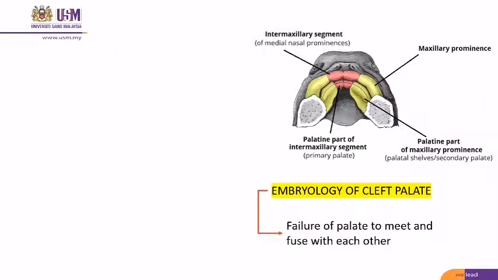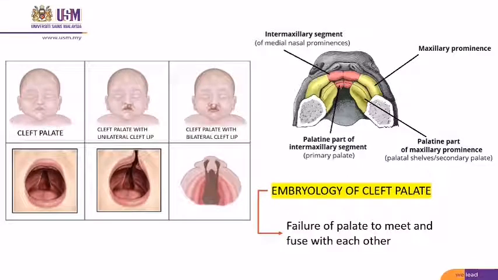Now, what is the cause of cleft palate? The embryology of cleft palate is the failure of the palatal shelves to meet and fuse with each other. I can give you an example from the picture on the left of the slide. The first picture shows a baby with a cleft palate, which means the palatine shelves, both of them, may be impartial or fail to fuse with each other. While cleft palate with unilateral or bilateral cleft lips means, of course, first, the palatine shelves cannot fuse with each other, but also the secondary palate cannot fuse with the primary palate anteriorly, so it causes the cleft lip.